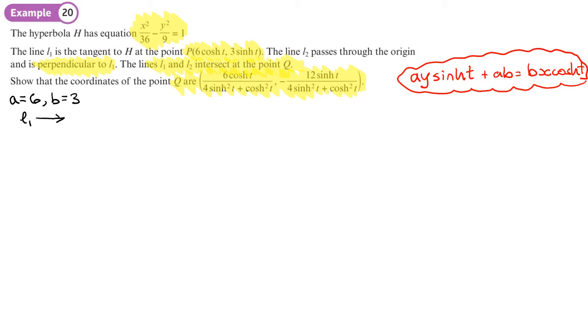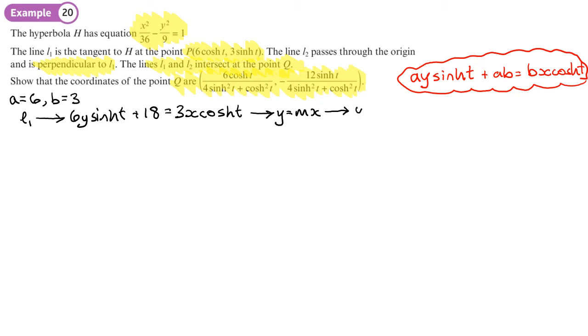The equation of L1 is 6y sinh t plus a times b, so that's 18, equals bx, that's going to be 3x cosh t. Okay, so that's our equation of L1. We're just going to rearrange it into the form y equals mx plus c, so we can easily get the gradient of L1 and then use that for L2.